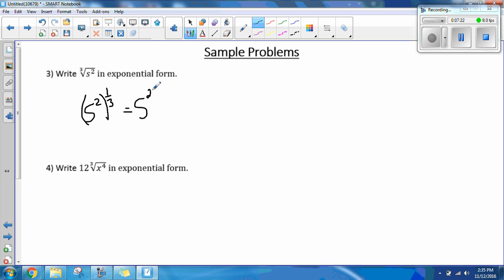Here I have 12 times the cube root of x to the 4th power. 12 stays the same. And if you notice a pattern, the root index actually just becomes the denominator, and the power becomes the numerator. So I have x to the 4/3 power.